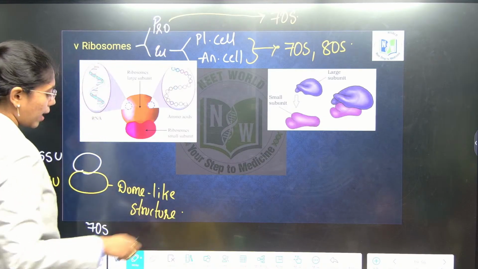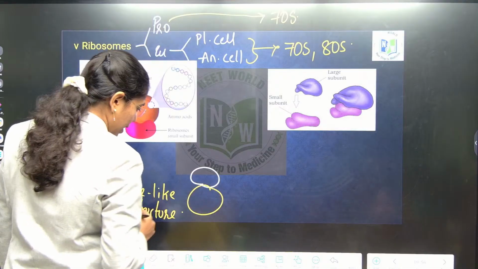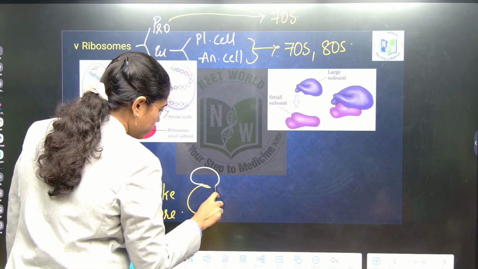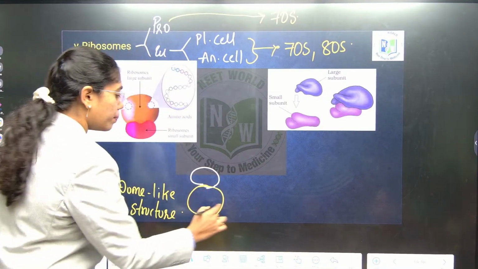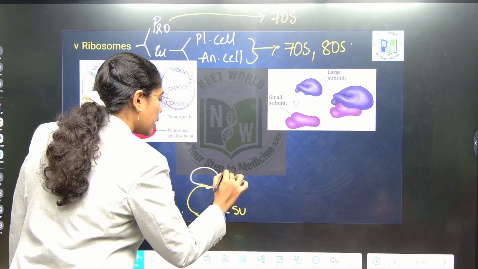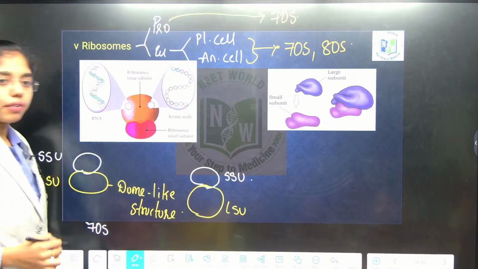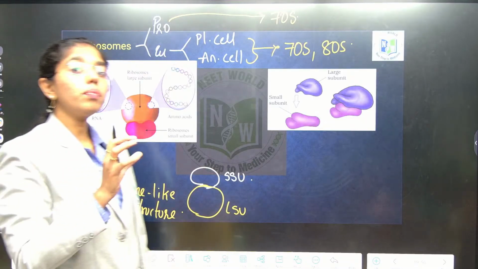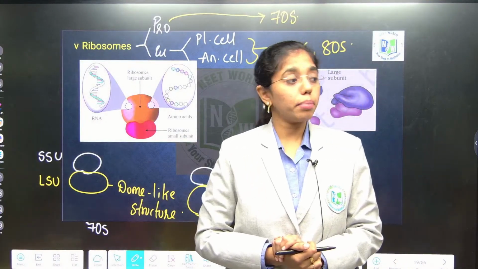In 80S ribosomes also it is common, smaller subunit over the larger subunit, like this. Larger subunit is dome shaped structure again, and this is smaller subunit. Fine, right? Ribosome consists of what? It has two subunits. What are the components of ribosomes?